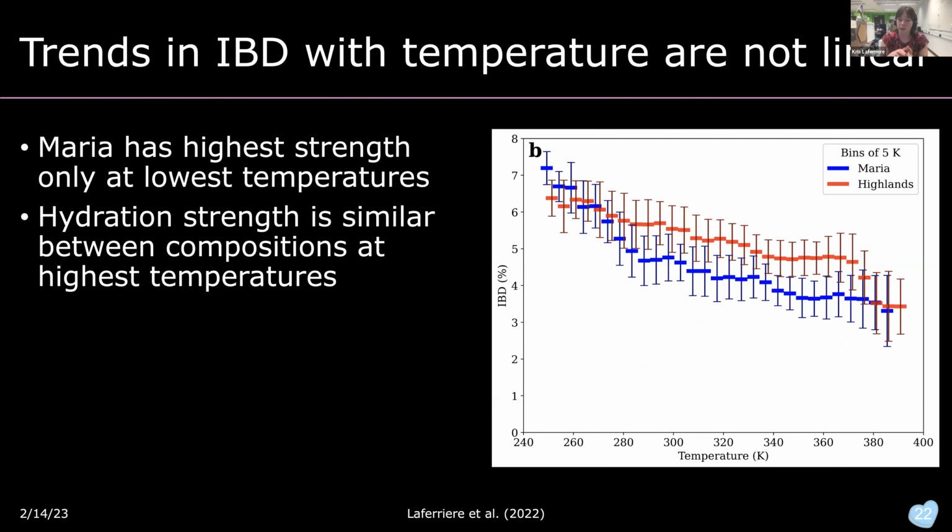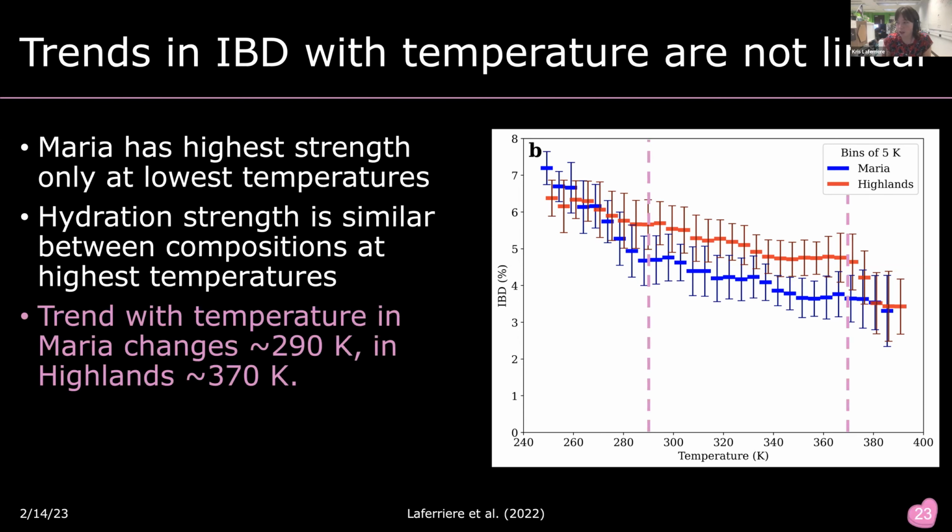Binning this temperature data into bins of 5 Kelvin, we can see the trends a little more clearly. We can see that the Mare does have a higher integrated band depth, but only at the lowest surface temperatures that we observed. We also find that at the highest temperatures on the other end, both Mare and Highlands have very similar integrated band depths, which is interesting.